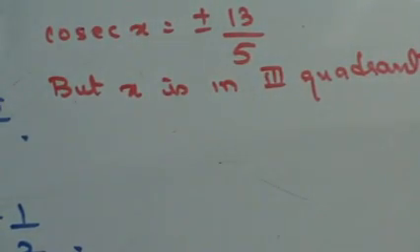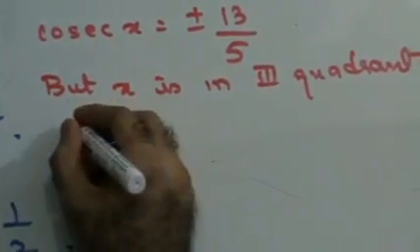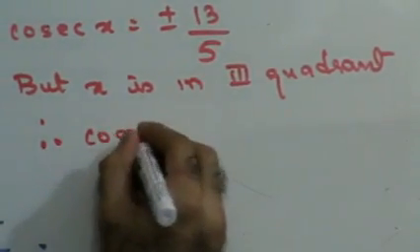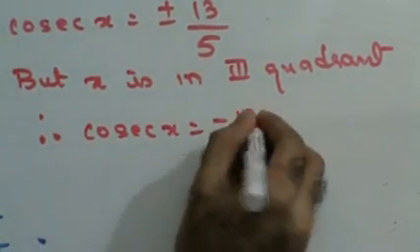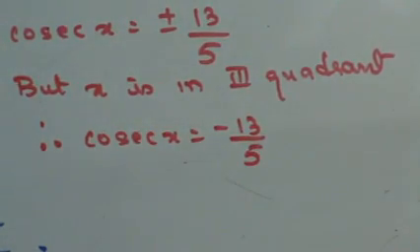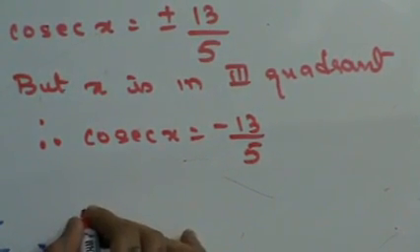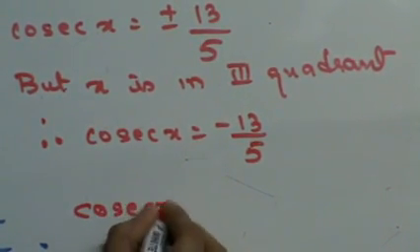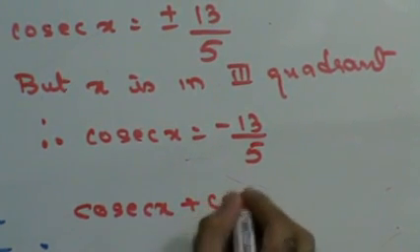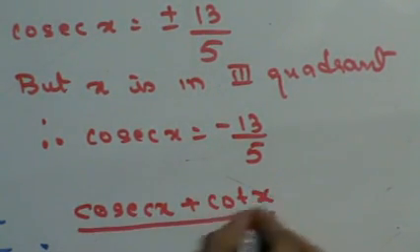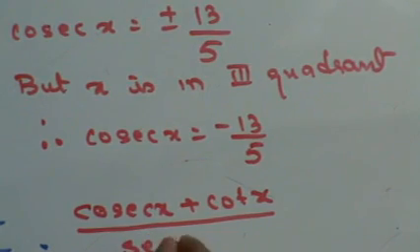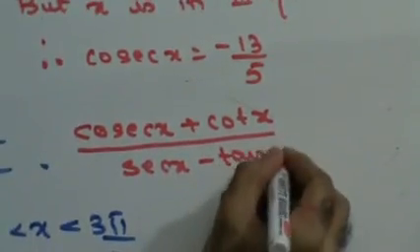All silver teacups: in the third quadrant, only tan and cot ratios are positive. Therefore, I can say that cosec x will be negative 13 by 5. I have to find the value of cosec x plus cot x upon sec x minus tan x.